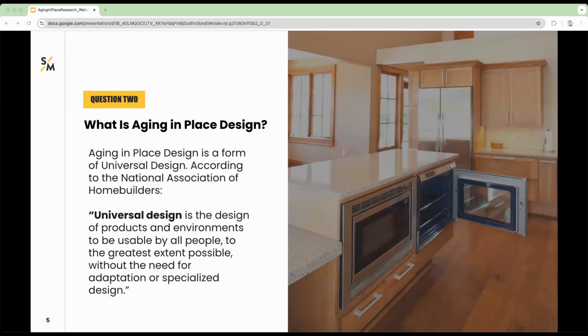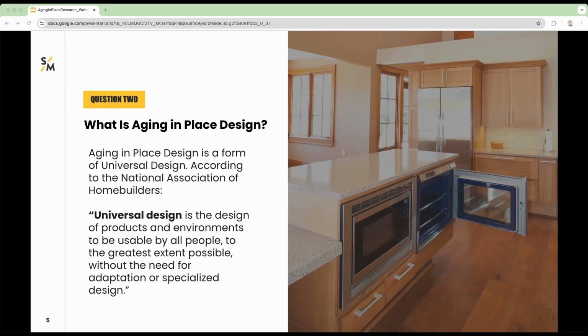Well, that brings us to our second key question. What is aging in place design? Well, the short answer is that aging in place design is any modification made to a home to make it safer and more accessible to those wishing to remain in independent living as they age. In fact, aging in place isn't a new concept at all. It's a subset of what's called universal design. The National Association of Home Builders defines universal design as the design of products and environments to be usable by all people to the greatest extent possible without the need for adaptation or specialized design.